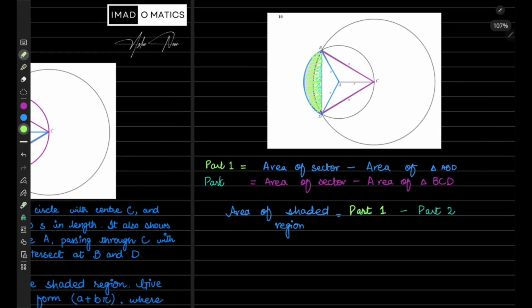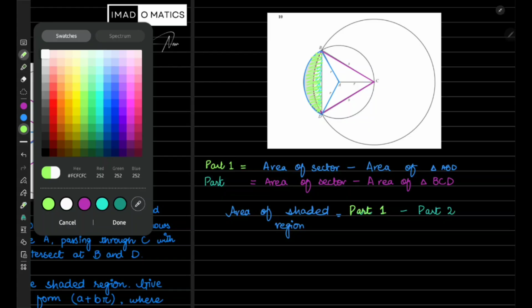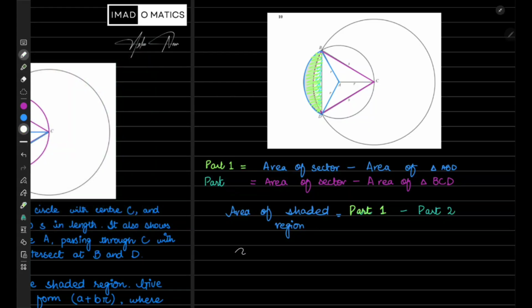Okay, so let's find out all of these. Part 1 is actually a segment, but the other one is not, so I'm not writing that. So area of the blue sector is, what is this angle?